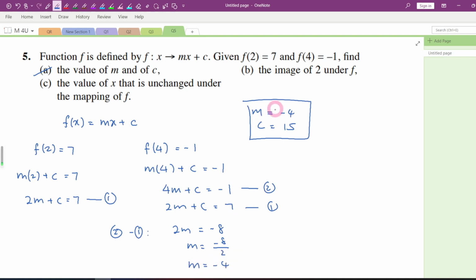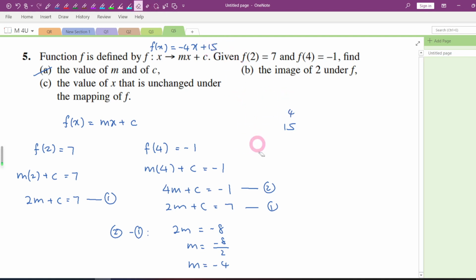Once you get the answer, check with the answer that you got from your calculator. If this is different from the answer given by your calculator, you need to redo it. Okay, so m is equal to -4. The next part, you should be able to continue yourself. Substitute the value of m, -4, into any equation, 1 or 2, to get the value of c. So you should be able to get c is equal to 15. So let me write down: m is -4 and c is 15.